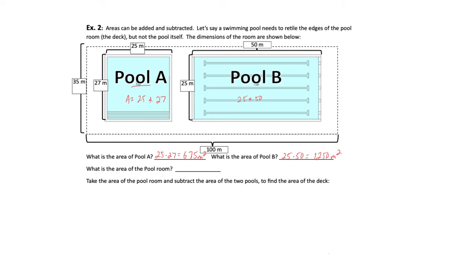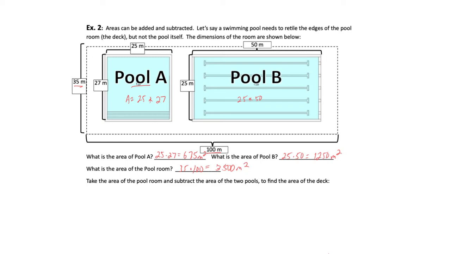And now it says, so those are the areas of pool A and B. It says areas can be added and subtracted. Let's say the swimming pool needs to retile the edges of the pool, or what we call the deck, but not the pool itself. So we're also given the dimensions of the deck. The deck's dimensions are 35 meters and 100 meters, or the pool room. So to find the area of that, we do 35 times 100, which equals 3,500 meters squared.